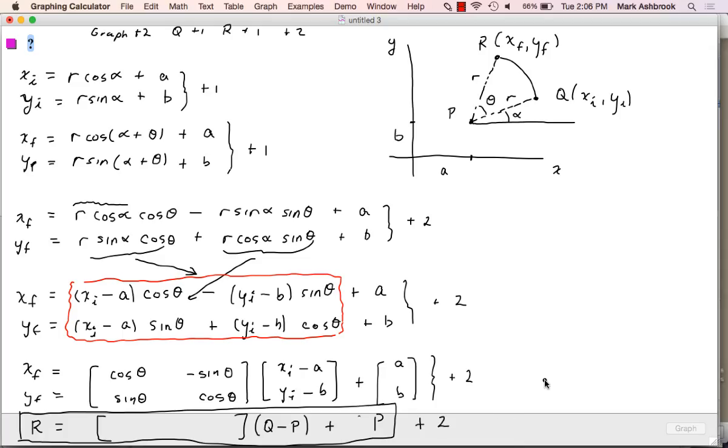Any questions on grading or otherwise? So that is what the point R is. The point R is the rotation matrix times the Q minus P matrix, and then plus P.